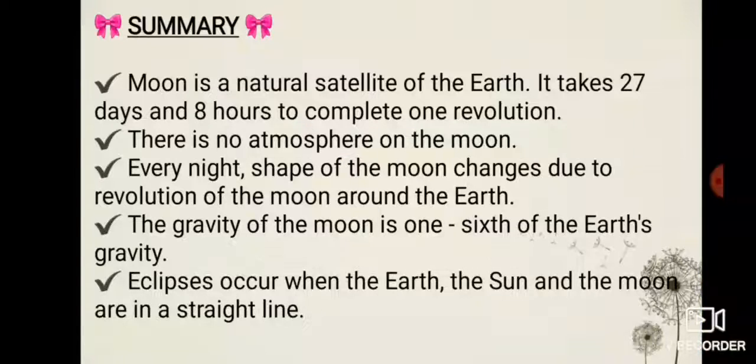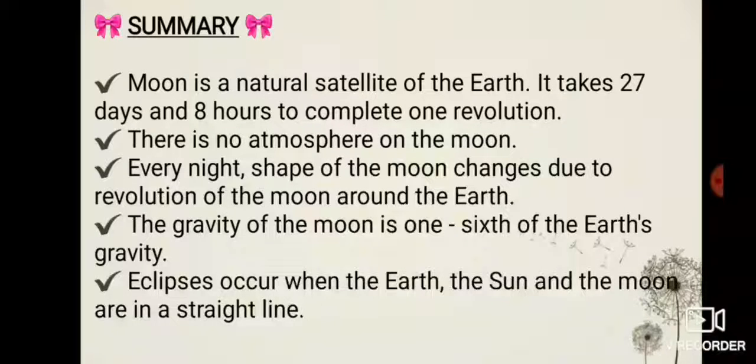Summary. Moon is a natural satellite of the Earth. It takes 27 days and 8 hours to complete one revolution. There is no atmosphere on the moon. Every night the shape of the moon changes due to revolution of the moon around the earth. The gravity of the moon is 1/6 of the earth's gravity.